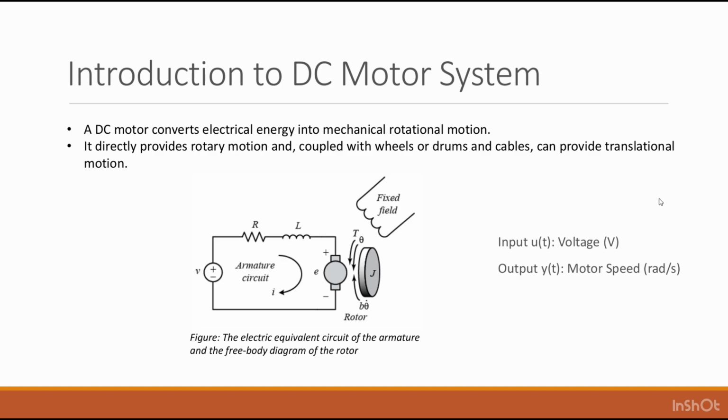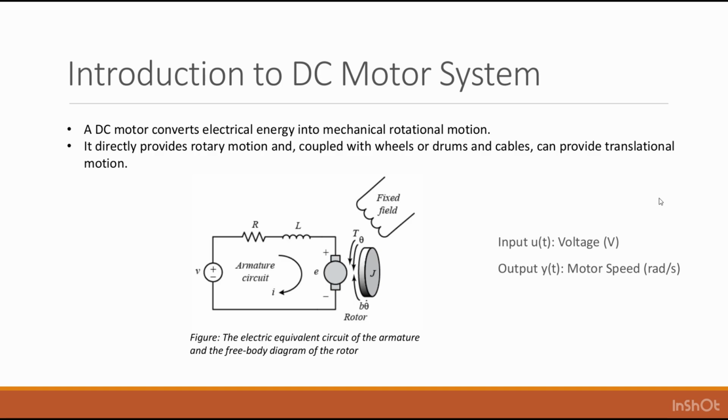So, what is a DC motor system? A DC motor is an electromechanical system that converts electrical energy into rotational motion. In this project, the motor speed is controlled by adjusting the armature voltage. So, the input is voltage and the output would be the motor speed.